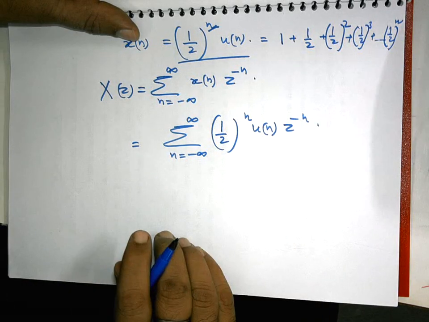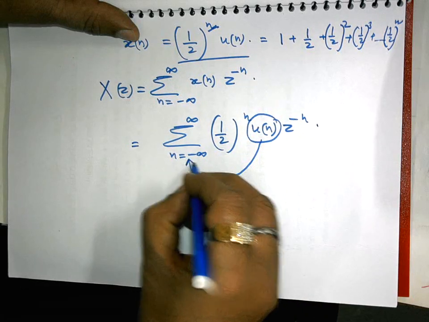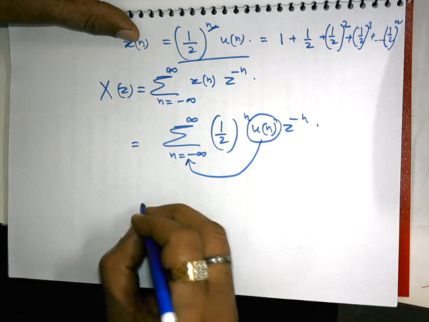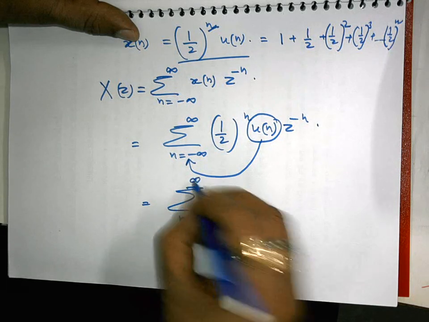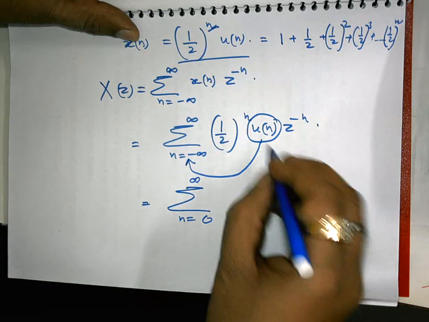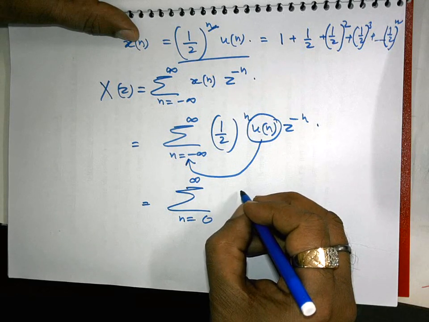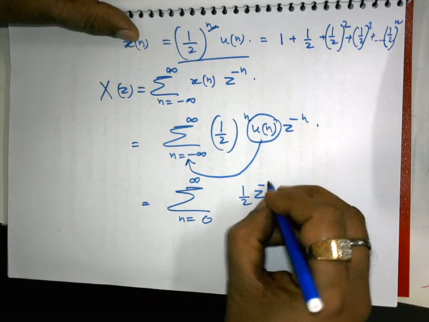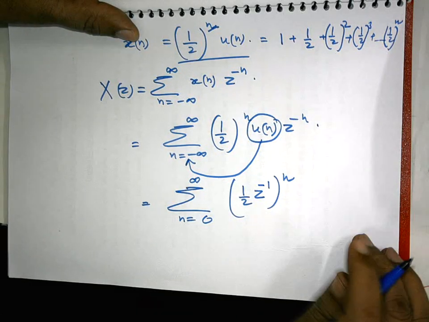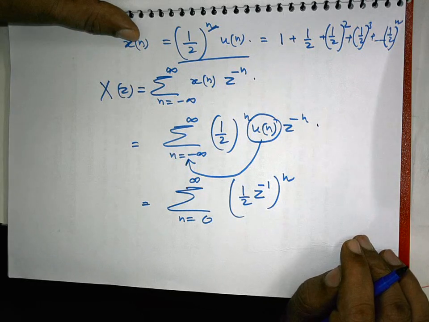The condition of this u n can be imposed over this summation. It can be translated into the summation itself. So the summation ranges from n equals 0 to infinity. Now these conditions have been transferred, so it can further be written as the summation of half z inverse to the power n.